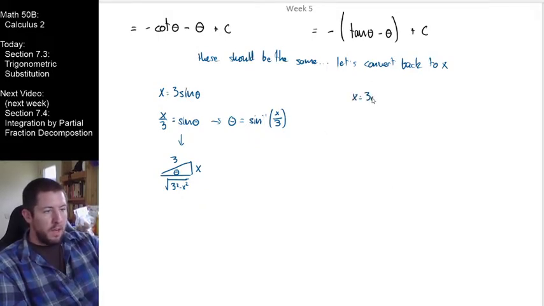X equals 3 cosine theta. The two things I want to do with this are solve for theta so that I can convert my theta into x, and then make the triangle so I can find out what tangent of theta is going to be.